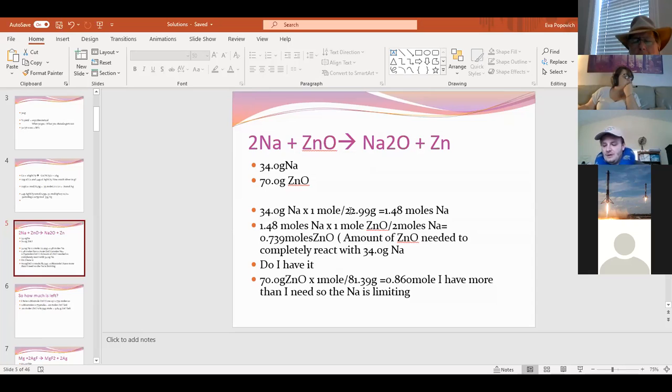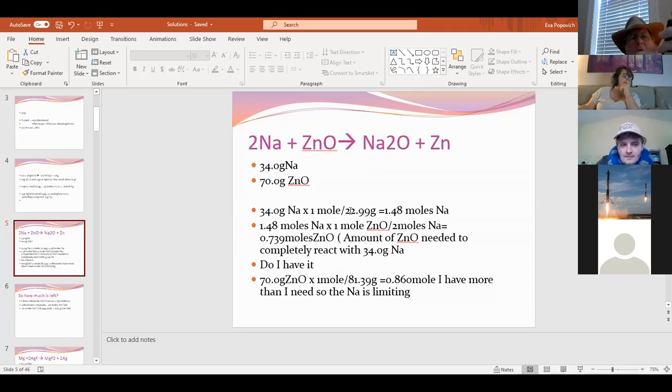Okay. All right, now the moles of sodium get multiplied by the molar ratio. There's 1 mole of zinc oxide for 2 moles of sodium. So I'm going to multiply my 1.48 by 1 over 2. In other words, I'm going to divide my 1.48 by 2, and that gives me 0.739. I got 0.74. 1.48 divided by 2 is 0.74 on my calculator.